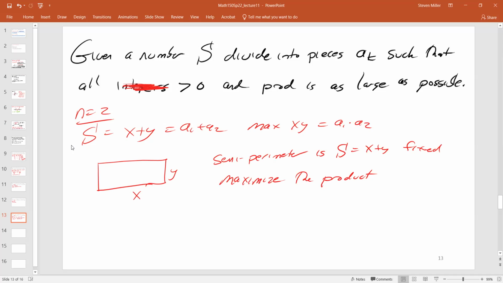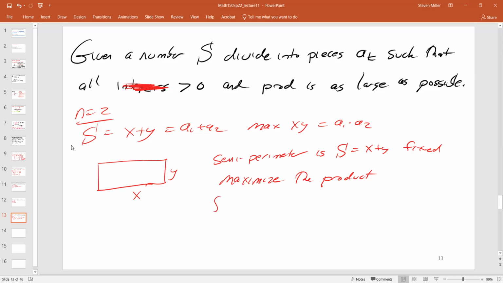So what do we do to maximize the product? What's the solution? So this was the Farmer Brown problem. I think this was the video. So what is it? x and y equal, it's a square.